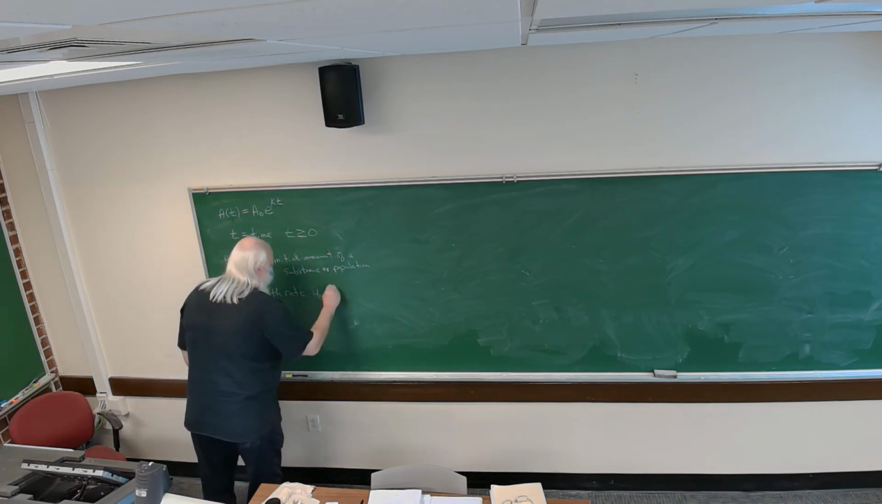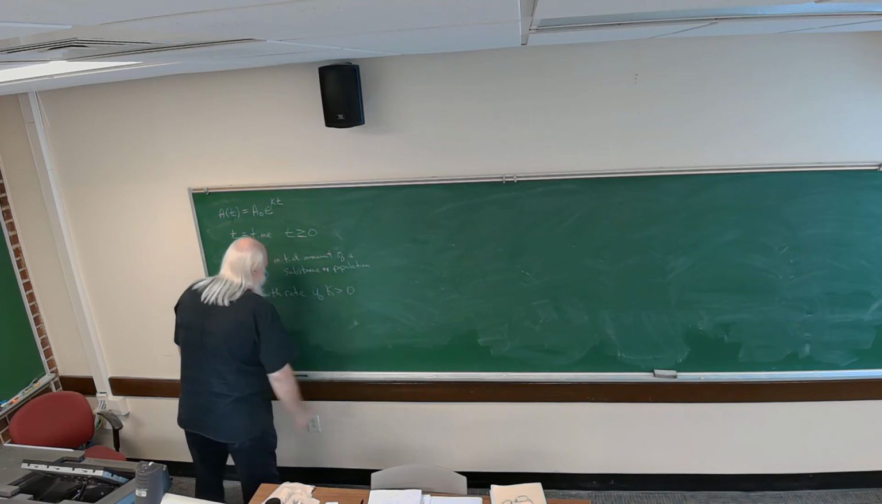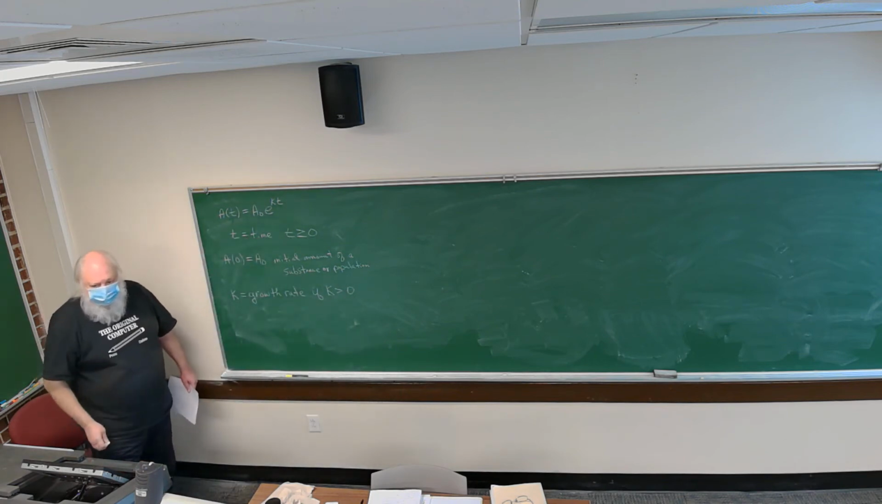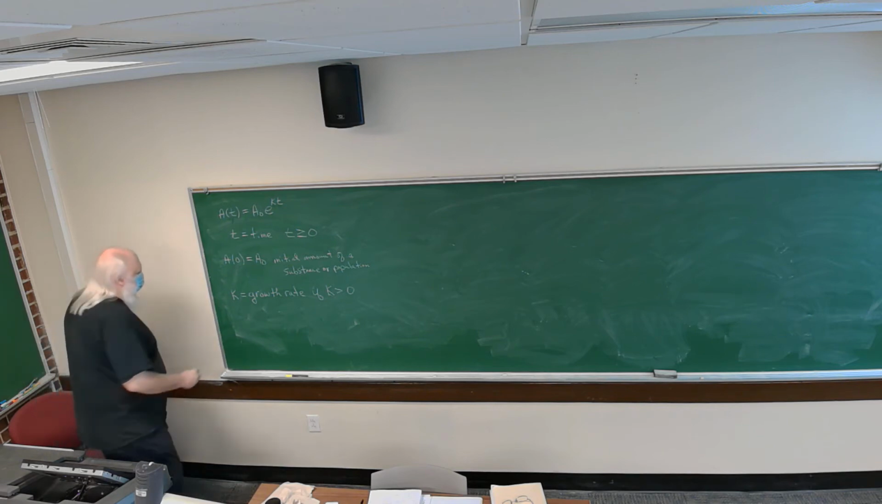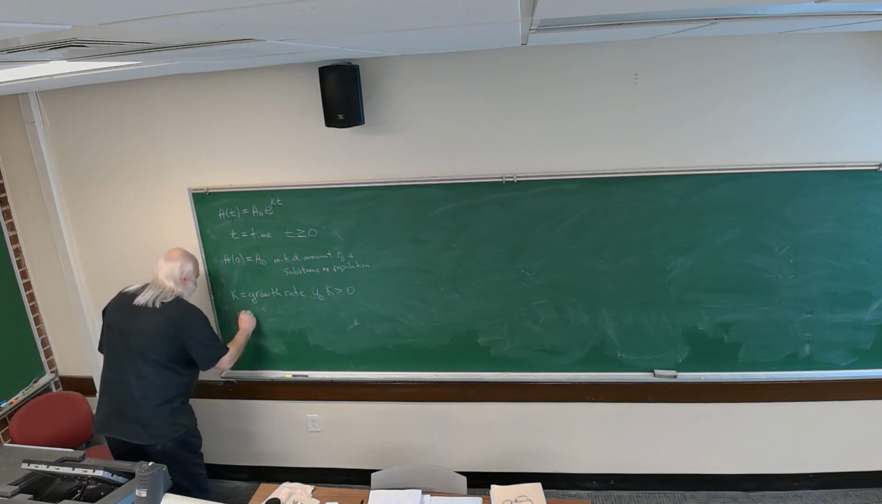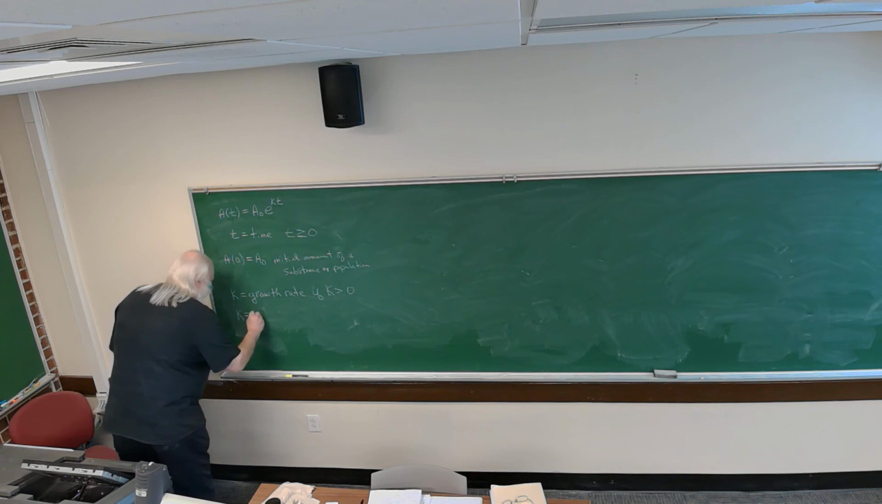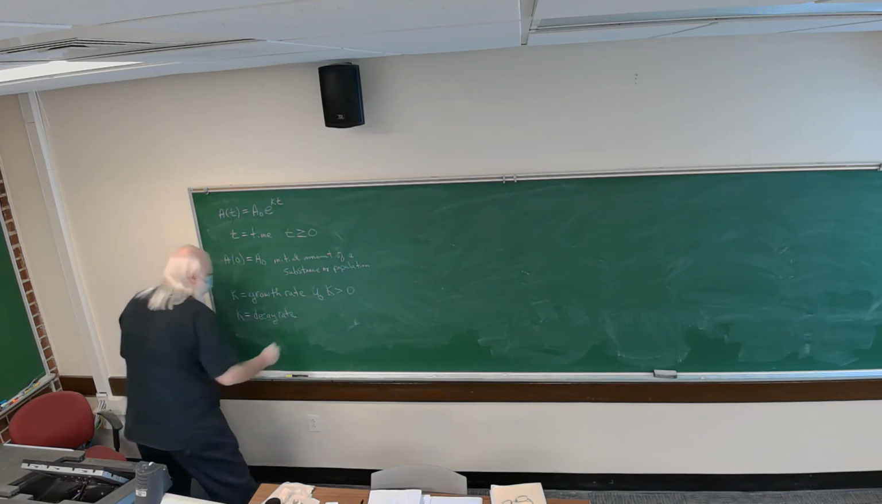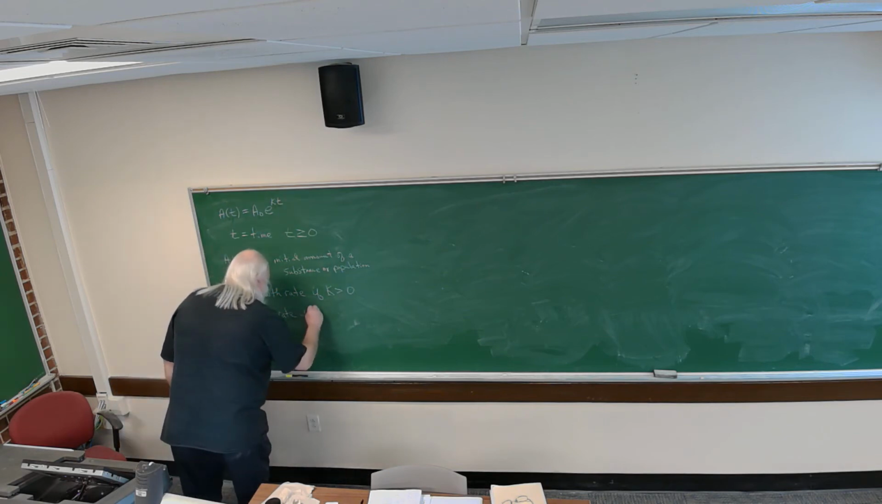If it's greater than 0, which means the population or substance is increasing over time. And it's called the decay rate if k is less than 0. Okay?